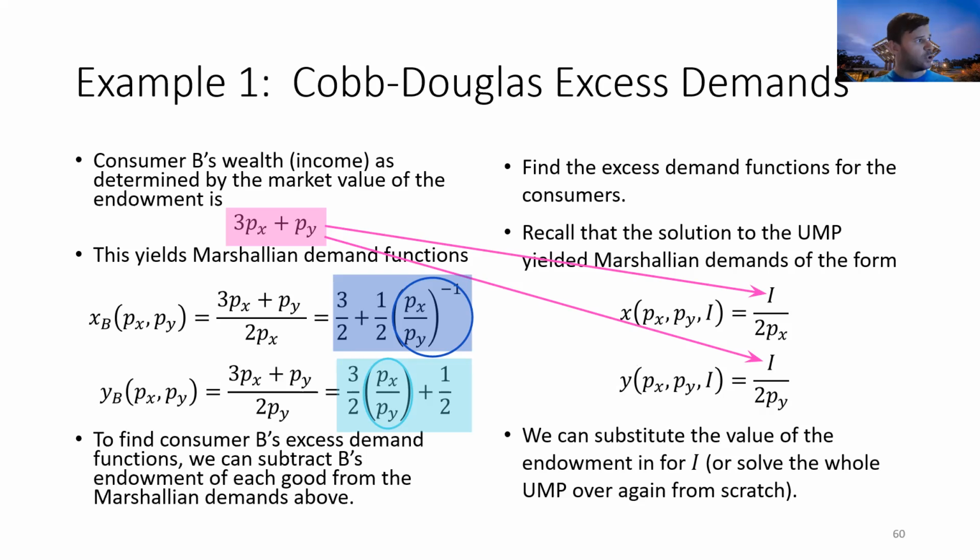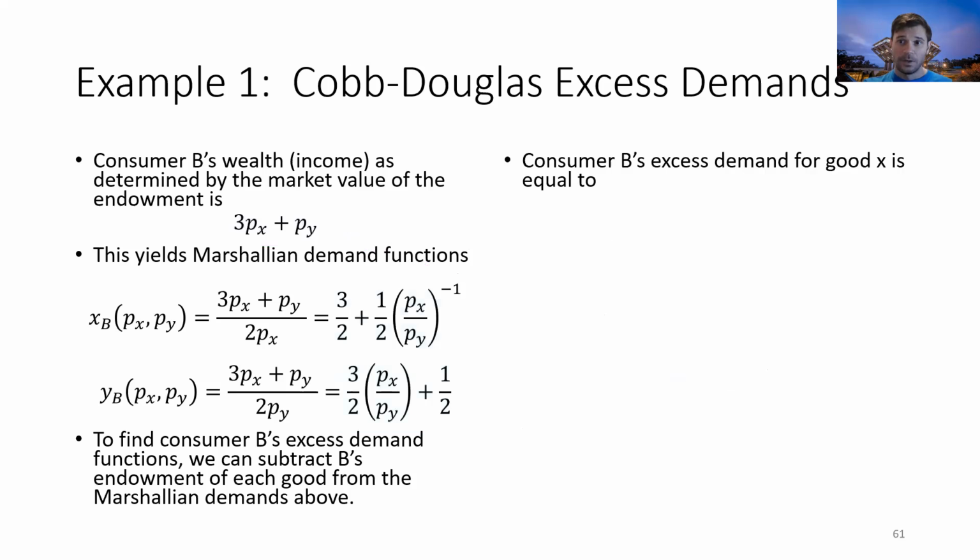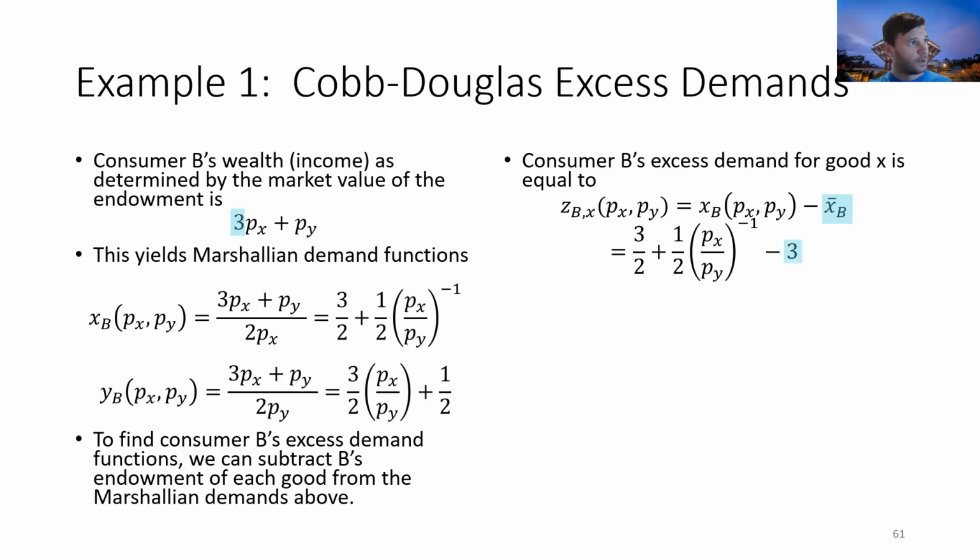All right, so all we need to do to find B's excess demand functions is to subtract out B's endowment from each of those Marshallian demands, just like we had done for individual A. So if we take B's demand for good X and we subtract out B's endowment of good X, which was 3 units, so X bar is going to be 3 here, then we can figure out the expression for B's excess demand function for good X. B's excess demand for good X is 1/2 PX PY to the -1 power minus 3/2.